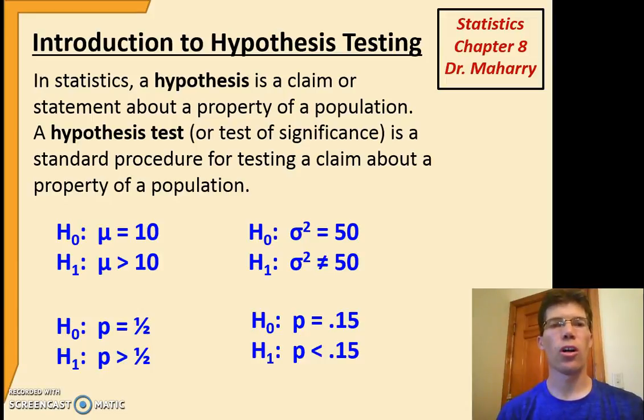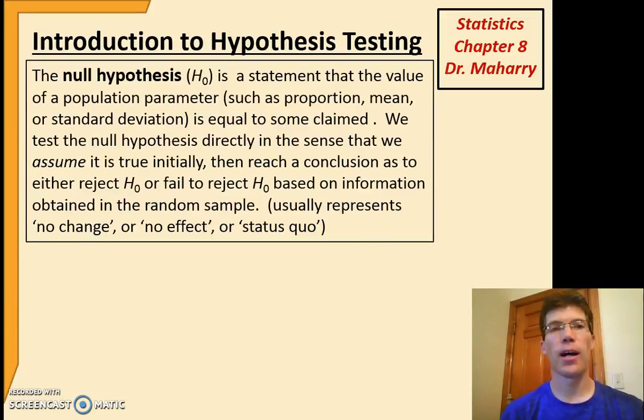Notice here, all the hypothesis statements are about population parameters. Mu is 10 versus mu is greater than 10. Sigma squared is 50 versus sigma squared is not equal to 50. P is 1/2 versus P is greater than 1/2. We're trying to draw conclusions about the population as a whole, and we'll use sample data to determine which hypothesis seems more plausible. So those are the two types of hypotheses that we're seeing in the previous slide.